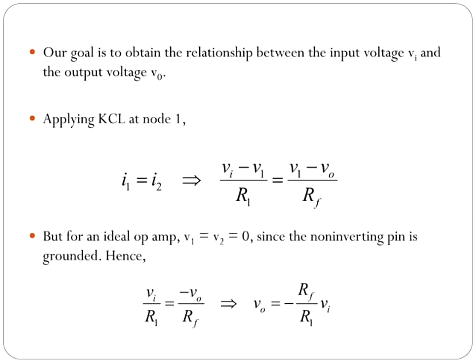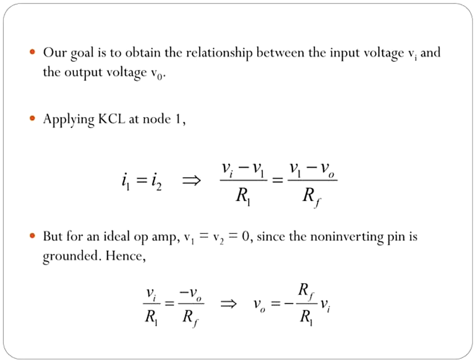So I1 will be the current flowing through resistor R1, that is the input resistor R1, and it is given as Vi minus V1 divided by R1. And similarly, I2 is the current which is flowing through the feedback resistor. The current which flows through the feedback resistor is given as V1 minus V0 divided by Rf.